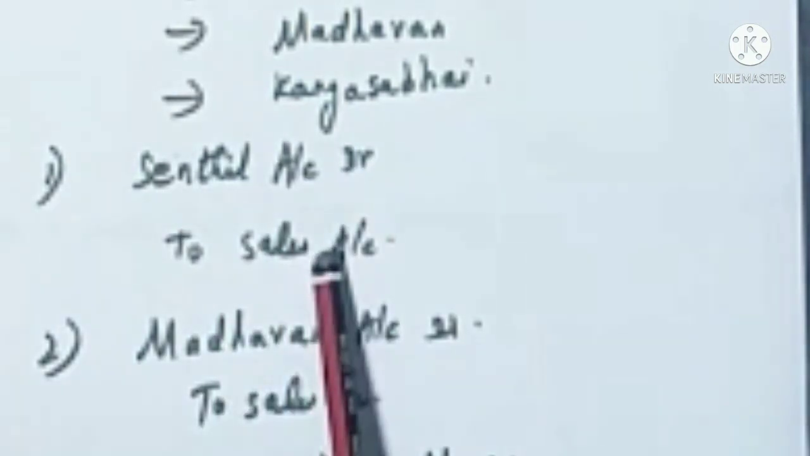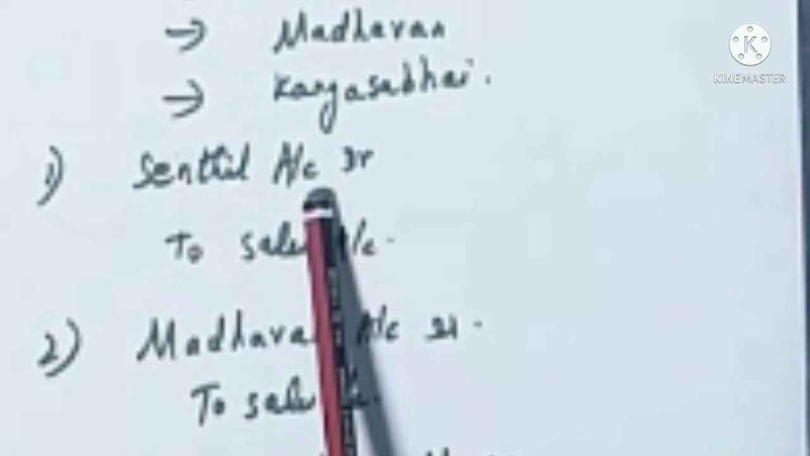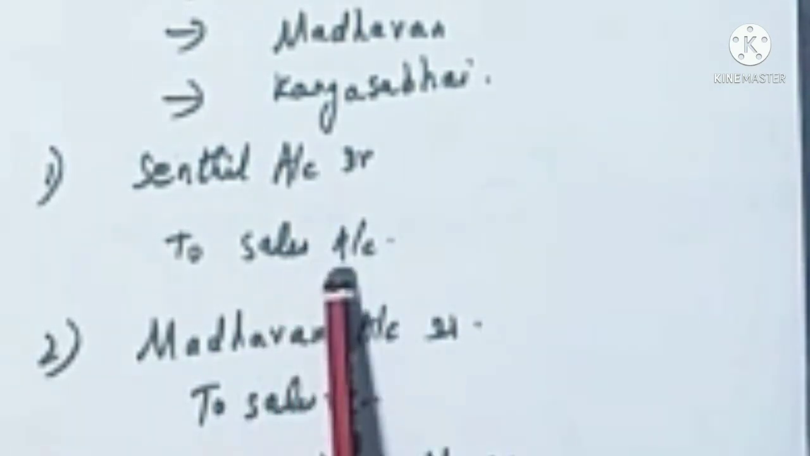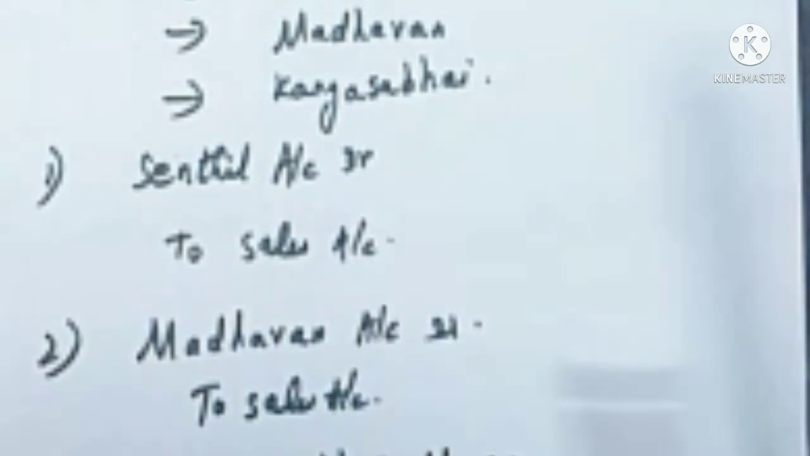So we have to write the entry as Sendil account debtor to sales account. Sendil is the receiver and sale is an income. Debit the receiver according to the personal account rule, and according to the nominal account rule, credit all incomes and gains. That's why sales account is credited.